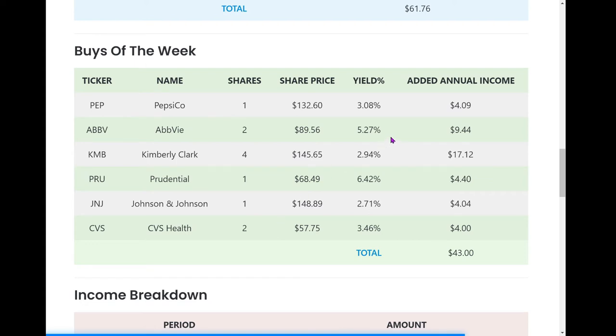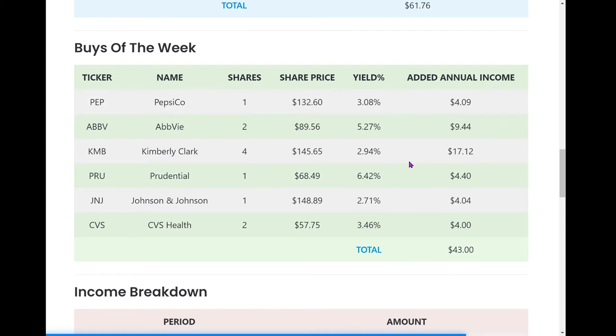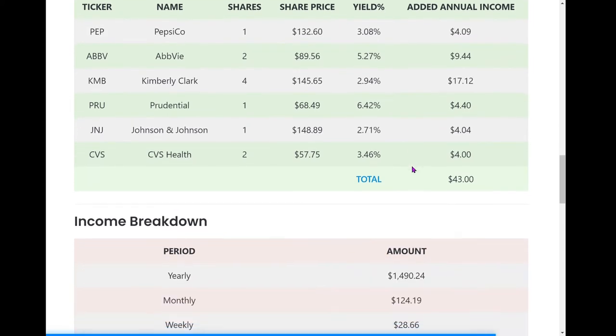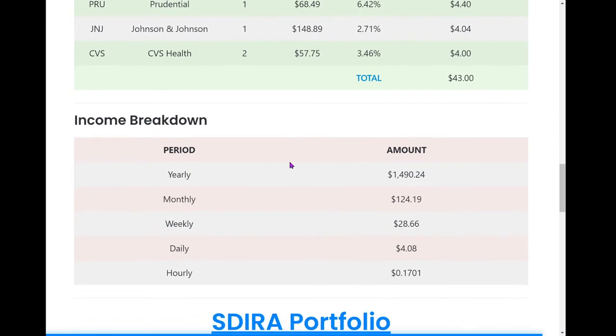Now I did lose a bunch by selling the Realty Income, but that is okay because I will be getting some other stuff. I still have cash left over to deploy this week and next week. And then the breakdown yearly is at $1,490. So I took a few steps back, but as it is right now, this is going to change. Don't worry. Don't get upset. I'm not panicked.